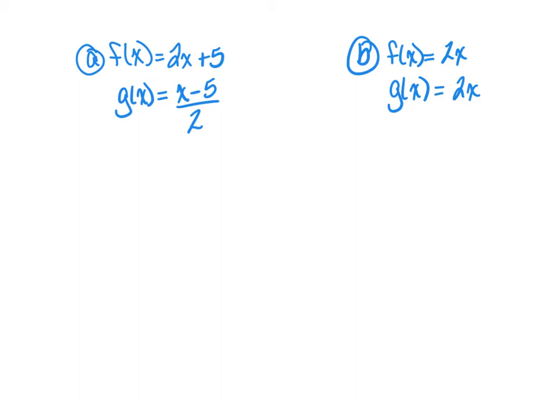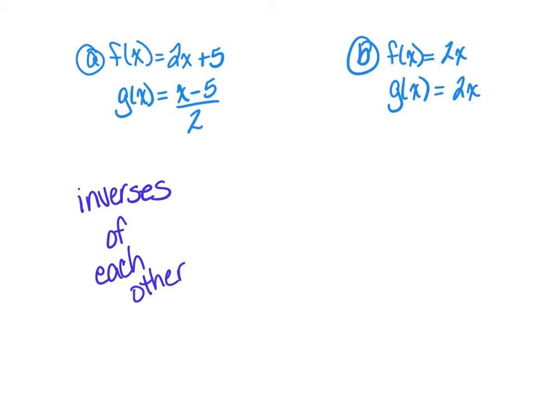Good evening. For this example right here, what we are talking about is whether or not these functions are inverse functions. So we want to know if, on number A, f of x equals 2x plus 5 and g of x equals (x minus 5) over 2 are inverses of each other. Okay, so that's what we want to know, inverses of each other. And one of the ways that we can do that is by using composition of functions.